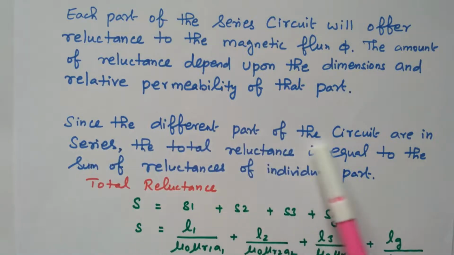Since the different parts of the circuit are in series, the total reluctance is equal to the sum of the reluctances of the individual parts. So the total reluctance is the sum of the reluctances of the three magnetic materials as well as the air gap. S equals S1 plus S2 plus S3 plus Sg, the sum of these four, because they are connected in series.